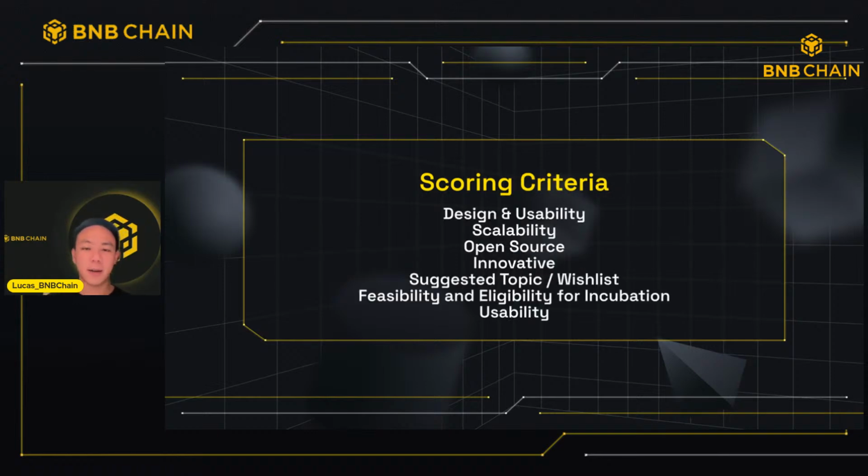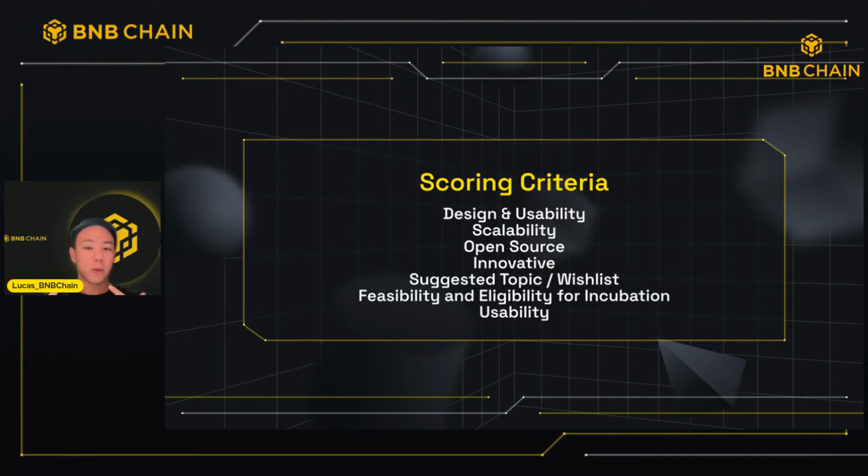The basic pillars that we'll look at in the scoring criteria: the design and usability has to be good. At the end of the day, in order to onboard the next billion Web3 users, we have to be user experience first to ensure there's minimal friction for users to be onboarded into your solution. It has to be scalable. We have to be able to serve millions of people. If you're an open source project, that would have bonus points. It has to be an innovative idea that hopefully doesn't exist or is a variant of existing solutions, but ultimately it has to solve the problem in a more effective, efficient way.